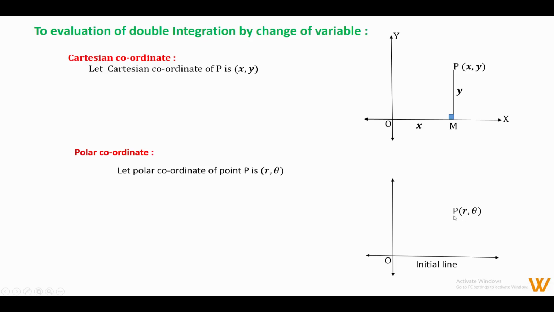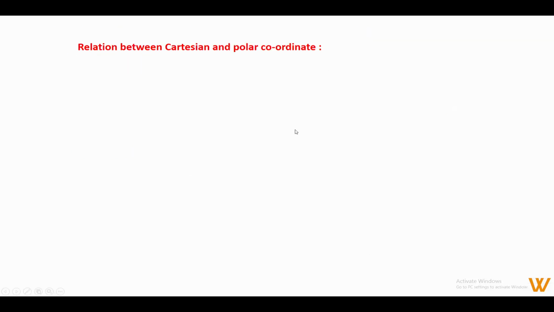R is the distance of this point P from the origin, meaning OP distance is r. And theta is the angle made by this line OP with the initial line, meaning this angle is theta. Therefore polar coordinates of point P are r, theta. Now what is the relation between Cartesian coordinates and polar coordinates?